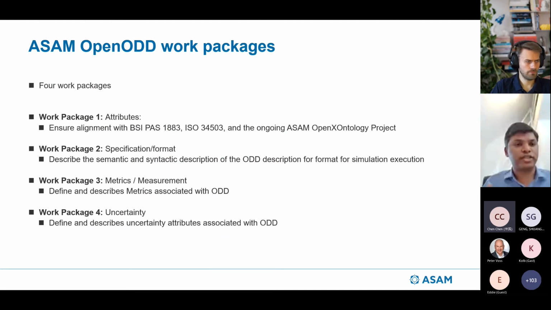So we split the project into 4 work packages essentially. The first work package was focusing on attributes. As we said earlier, there are quite a few taxonomies out there. We wanted to ensure that we've got alignment across all of them, and also with the ongoing ASAM OpenX ontology project. Work package 2 focused mostly on the format and the specification, where work package 3 went into the details of the metrics, and work package 4 started talking about uncertainty. We've got Jason, who'll be talking about work package 2. We've got Bernard, who's talking about metrics, and Eddie about uncertainty later in the call.